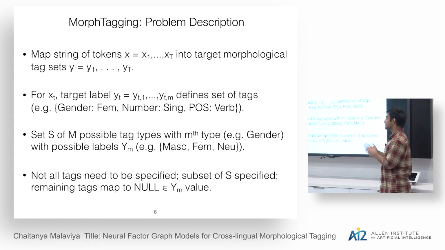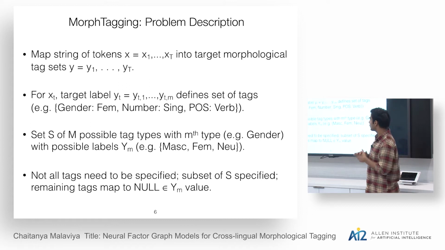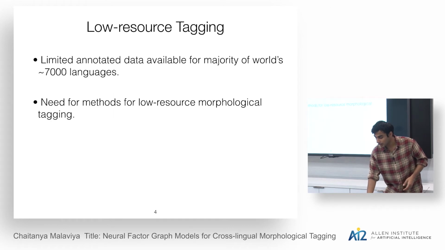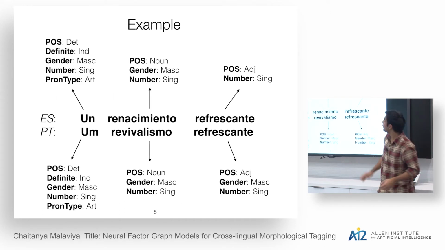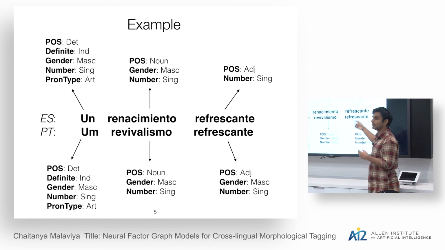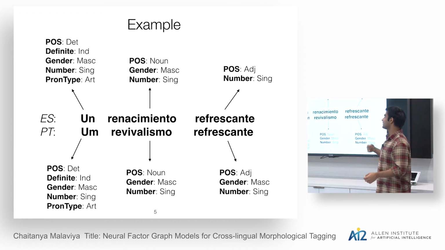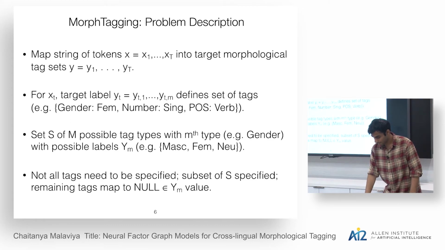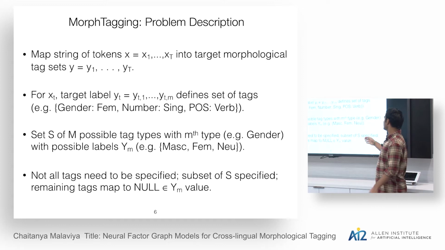And something that's important to note here is that not all tags need to be specified. So for example, here we noted that not all tags are specified for this token, and so on. There might be 20 tags that are represented in the treebank, but only a subset of them is specified for each sentence or token. And we can assume that the remaining tags map to a null value.